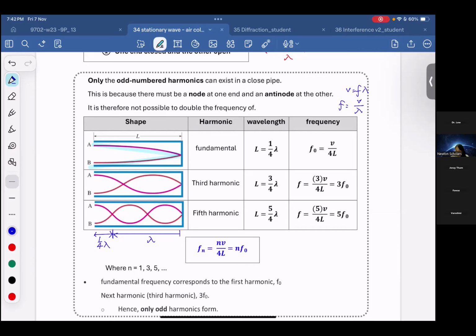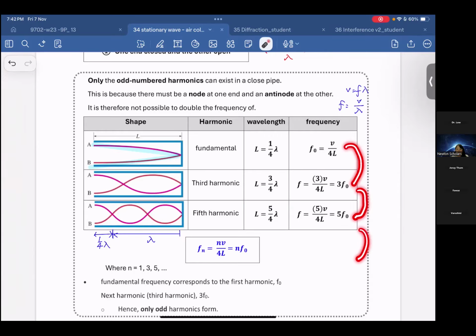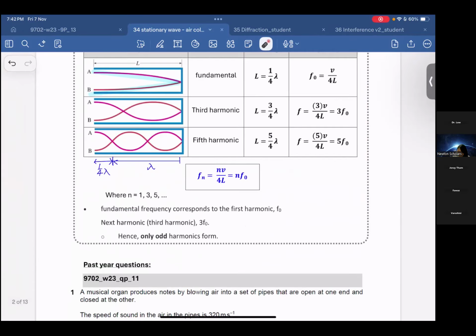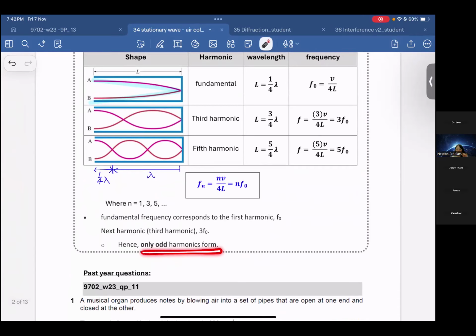At the end, we do substitution again. We prove that FO, 3FO, 5FO, then 7FO. For this case, it only has the odd harmonics. It only has odd harmonics. Okay, so we try here.